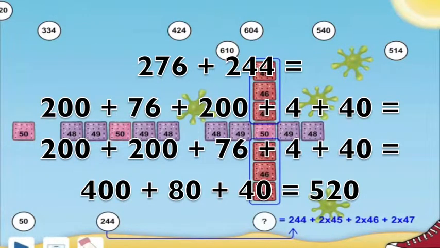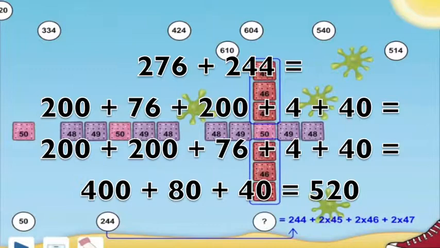276 plus 244. Again, we're going to take advantage of expanded form here, and we're going to expand out 276 as 200 plus 76. And then we're going to break up 244 as 200 plus 4 plus 40. We're going to do a little rearranging. We're going to put the 200s together, 200 plus 200. And then we're going to place the 76 and 4 together, because 76 plus 4 makes 80. And finally plus our 40. Well, 200 plus 200 is 400, plus 76 is 476, plus 4 is 480, 480 plus 40 is 520.